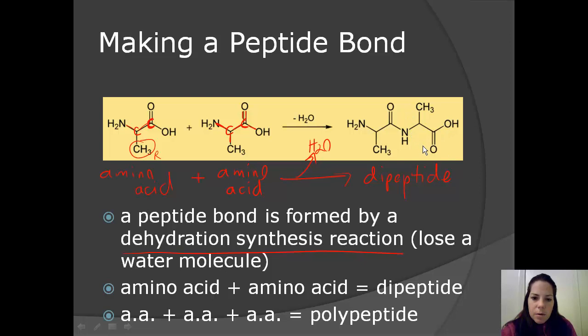And you can see that what happens is the peptide bond forms right here. Okay, so this here is our peptide bond area where the two amino acids are coming together. So an amino acid plus an amino acid forms a dipeptide. When you have three or more amino acids, then it forms a polypeptide.